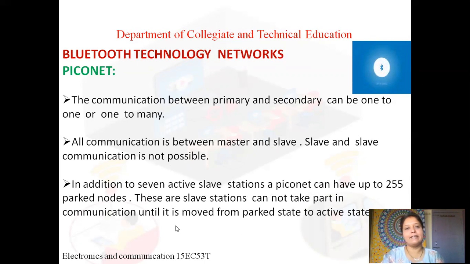In addition to 7 active slave stations, a Piconet can have up to 255 parked nodes. These are called parked nodes. These are slave stations that cannot take part in the communication because they are parked, until they are moved from the parked state to the active state.